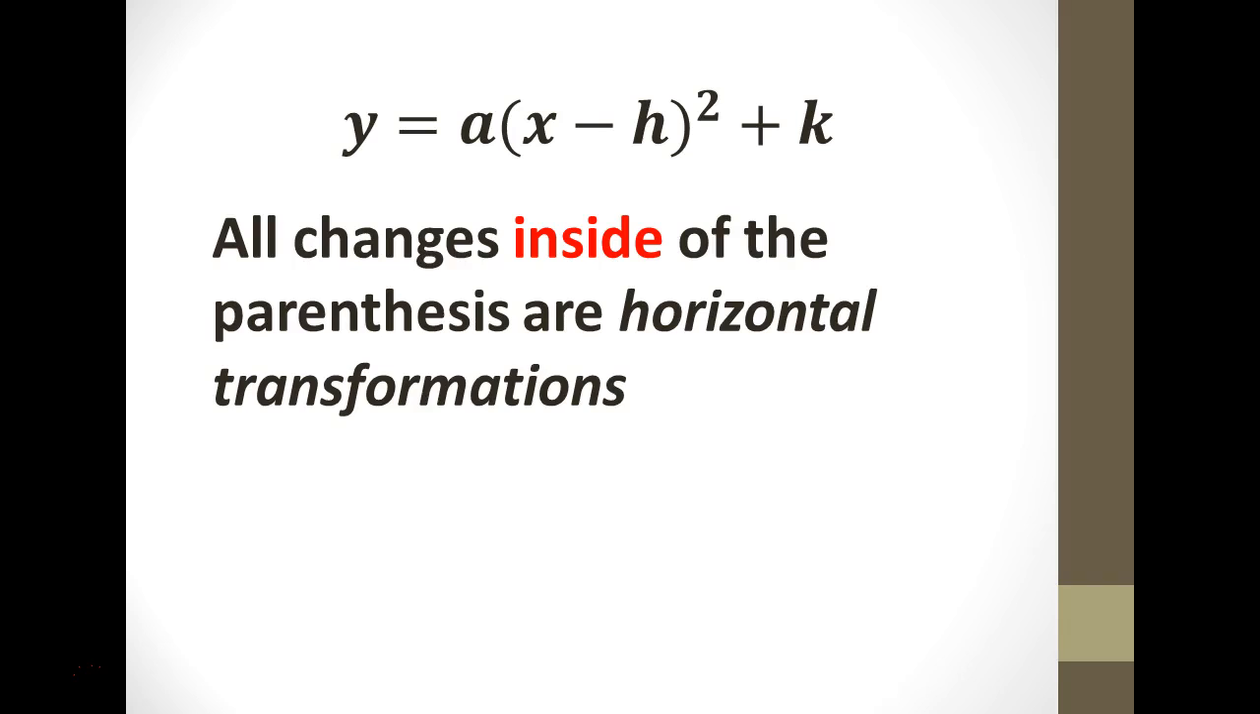Now, let's look at horizontal transformations. These are changes inside the parentheses. In other words, we're going to do something to change x and then square it and then do everything else. And so these are changes that change the input before we actually square anything or do whatever it is the function is telling us to do.